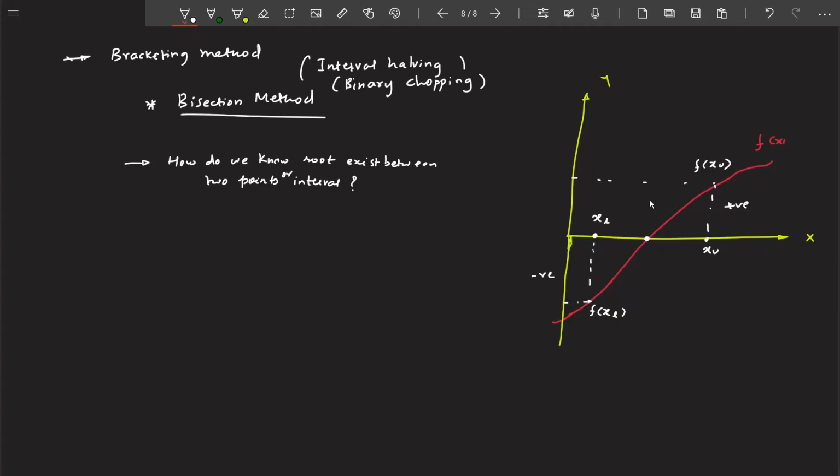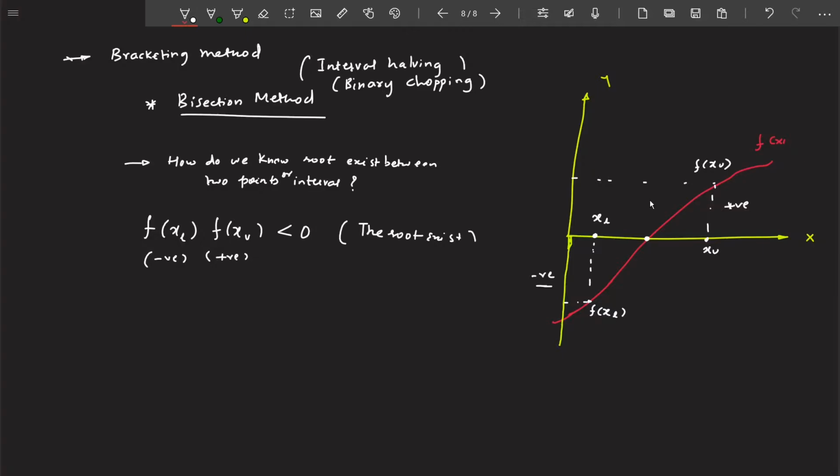Understand one thing. Here I have taken one point as the lower limit and here the upper limit, and if you see, the value of the function here is negative and the value of the function here is positive. So whenever the product of this function values is negative, that means the root exists. So this is a method of checking whether the root exists or not. This is very important. Obviously, this was negative and this is positive. When the product of this is negative, so minus times plus comes out to be minus. When that is negative, that means definitely the root exists between these two points.